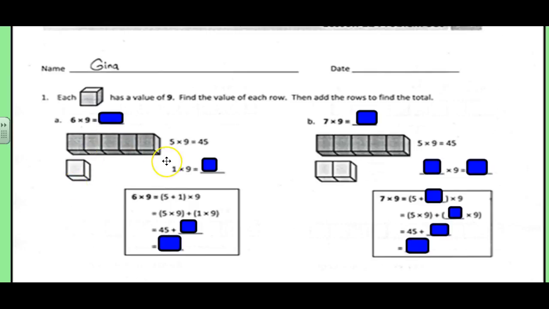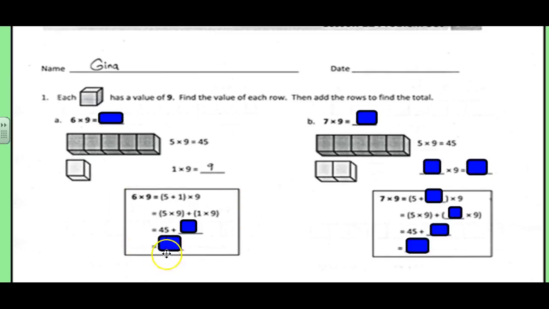So they're taking us back right now to how we used to use our 5s to help us solve things. We know that 5 times 9 is 45, so that's already done for you. So now we just need to figure out what is 1 times 9. So I want you to write that on your paper right here in this blank. And we know that 1 times 9 is 9.